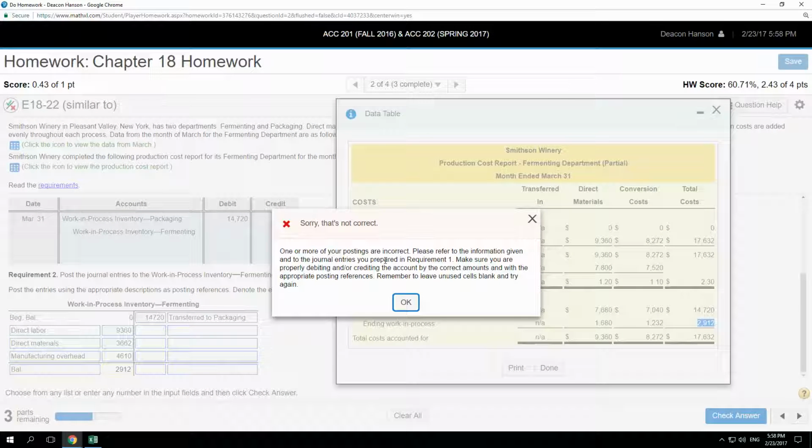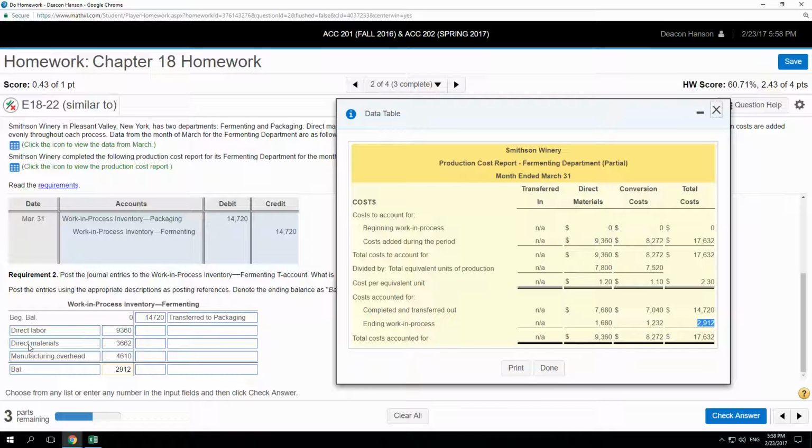One or more of your postings are incorrect. Please refer to the information given and to the journal entries you prepared in requirement 1. I see what I did wrong. I think I flip-flopped the labels, right? This should be direct material, and this should be direct labor. You see how I flip-flopped that?